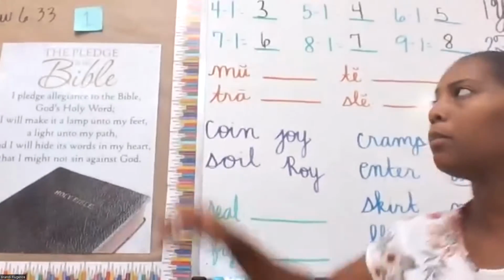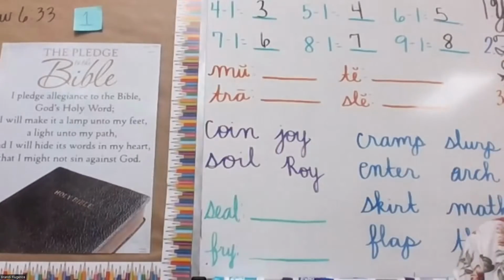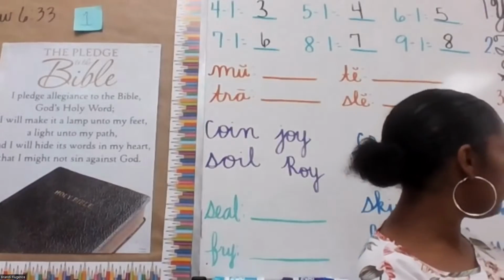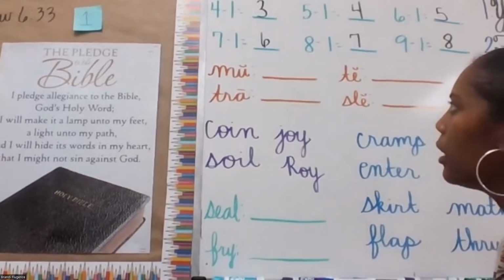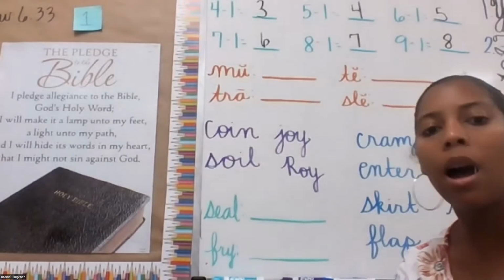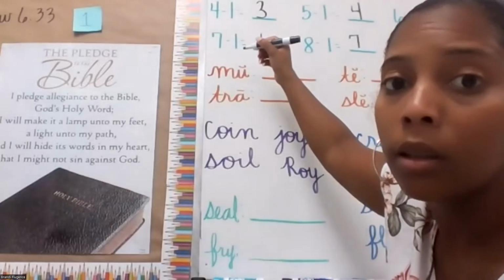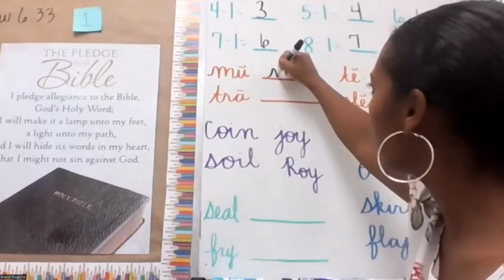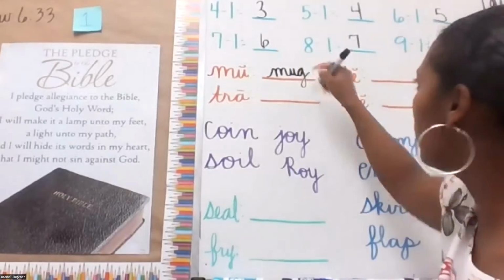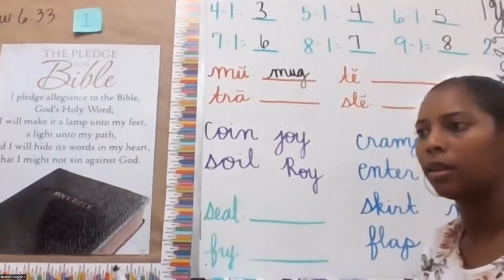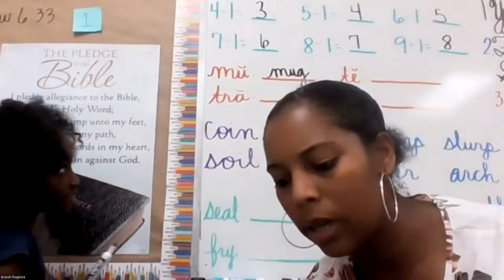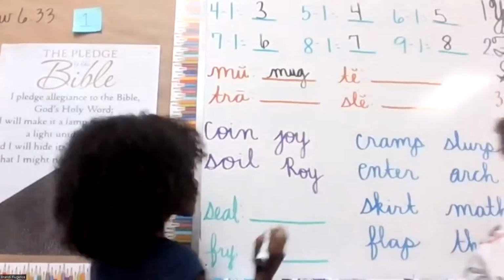All right. So let's begin with our blends up here. So I have ma. Ma. Asa, can you give me a word with the blend ma? Mug. Mug. Good. What about te? Te. Rayleigh, what's your word that we have with te?